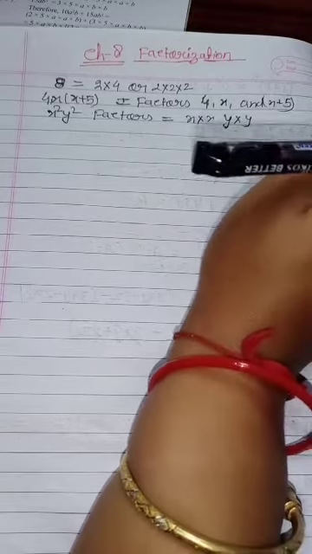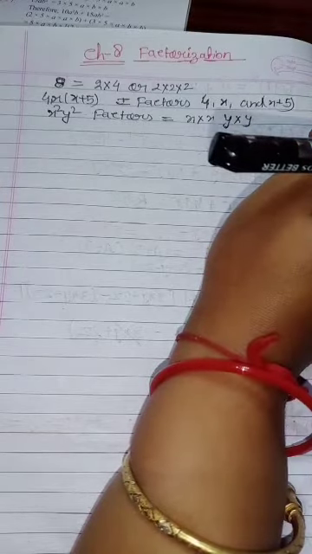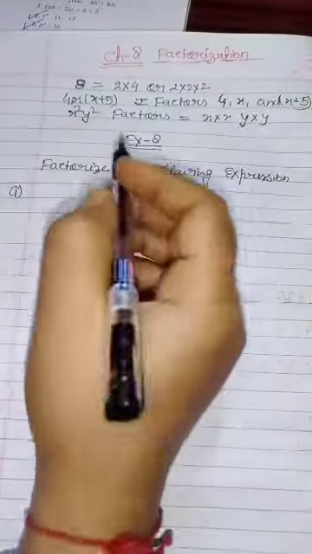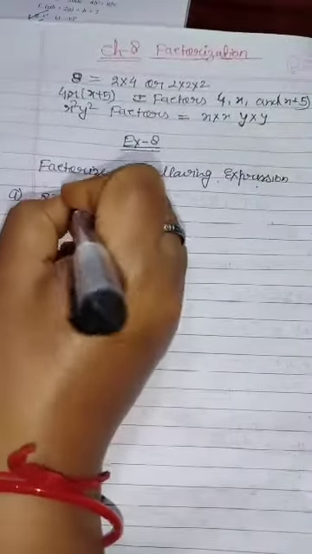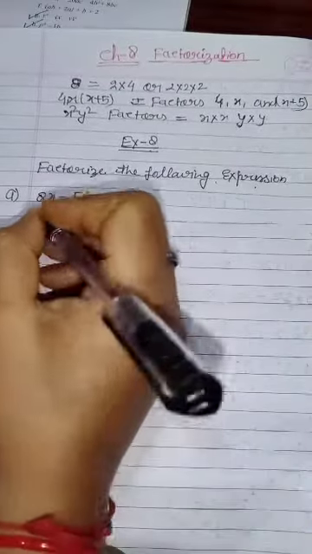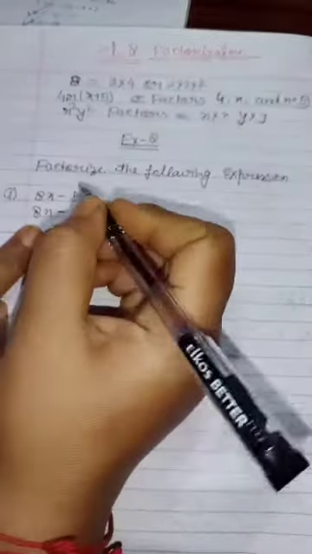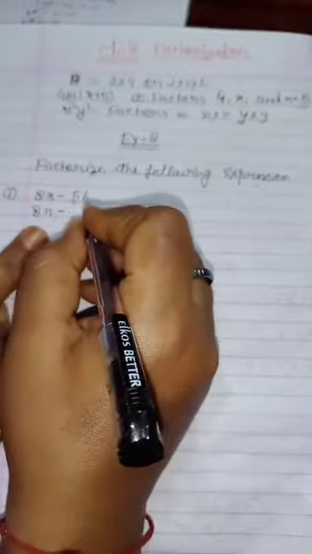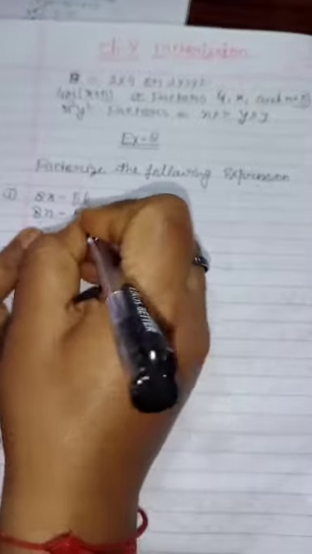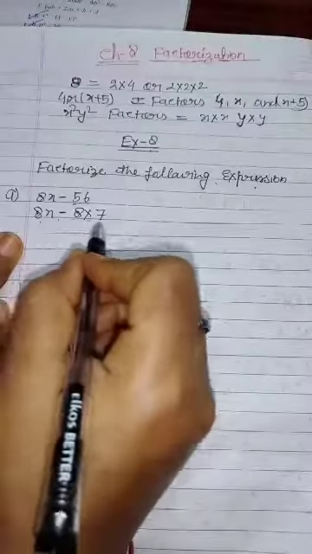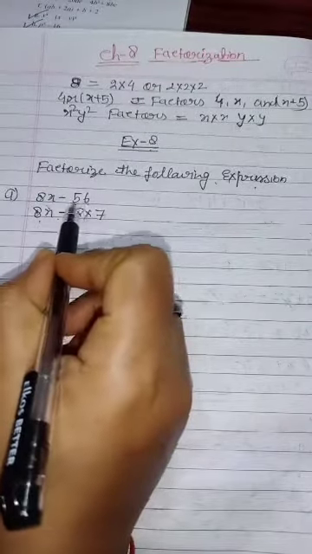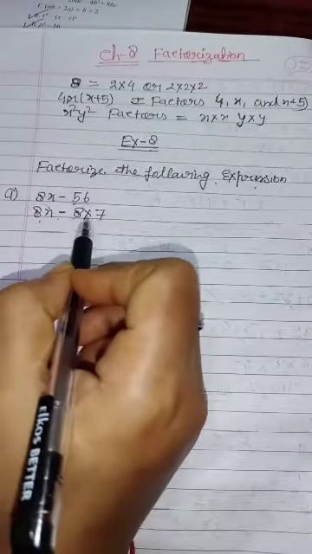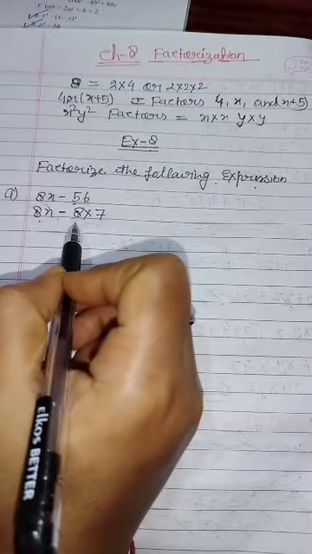Now I am going to start exercise 8. See that now. Factorize the following expression. What is the question? 8x minus 56. So how will you do it? Here 8 and x are both in the form of factors. Do the factorization of this one. How can you do it? 8 sevens are 56. We are trying to make its factor on the basis of the first term. Here 8 is there, so I am breaking it in the form of 8.